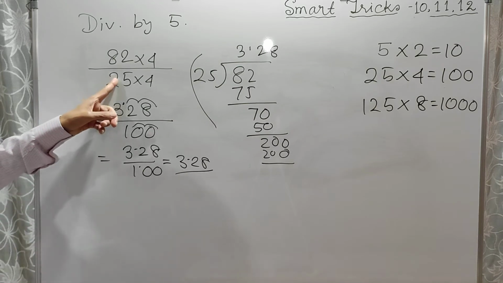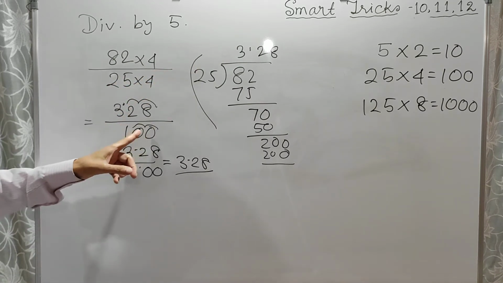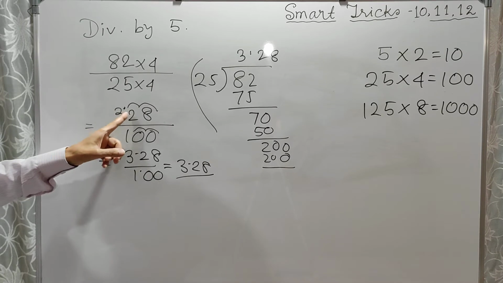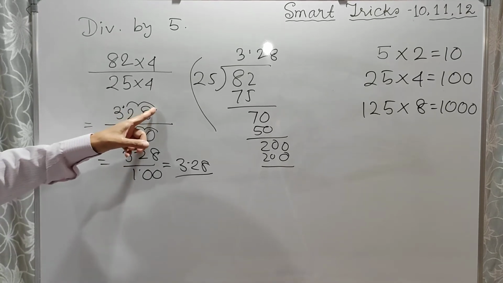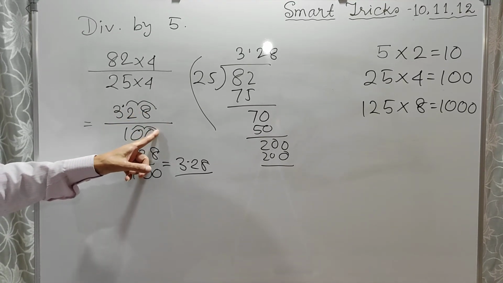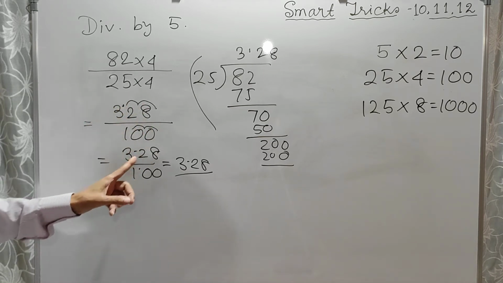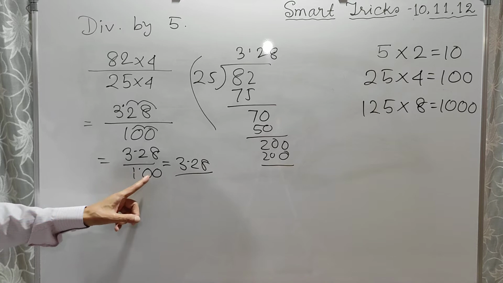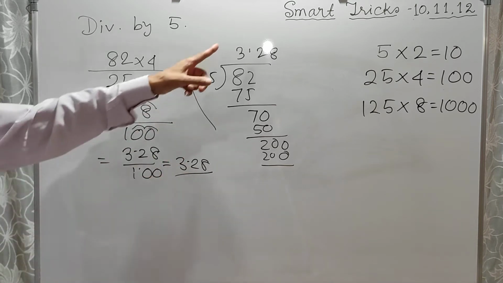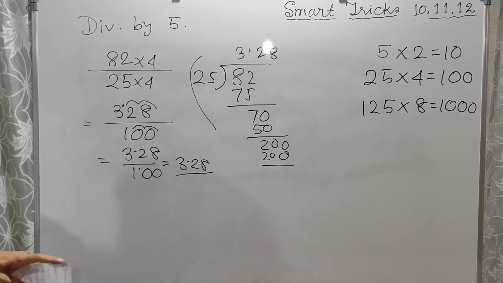So 25 is the divisor, multiply by 4, you get 100. This also multiply by 4, you get 328. Then shift the decimal. Decimal was here. So 2 digits to the left, 2 digits to the left. So 3.28. This is 1.00. 1.00 means 1. So 3.28. That is the answer. Okay.